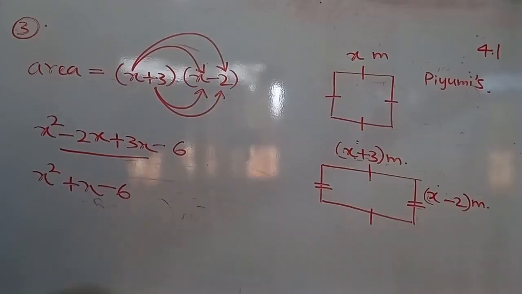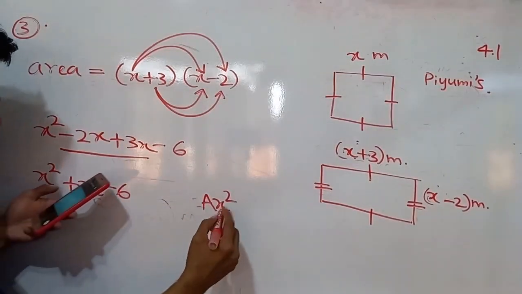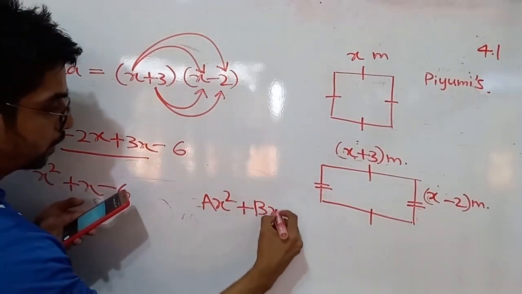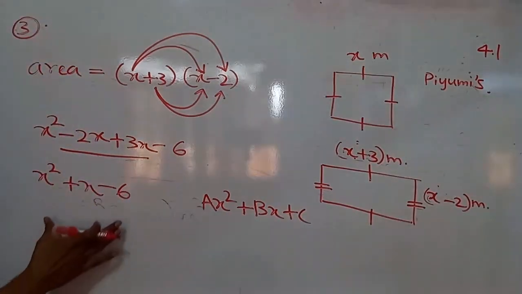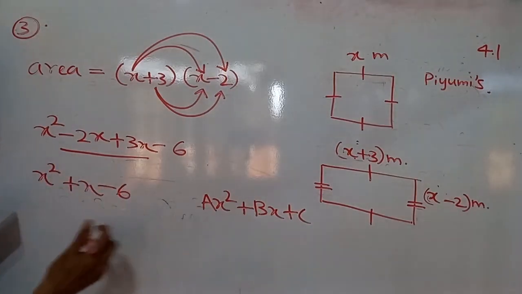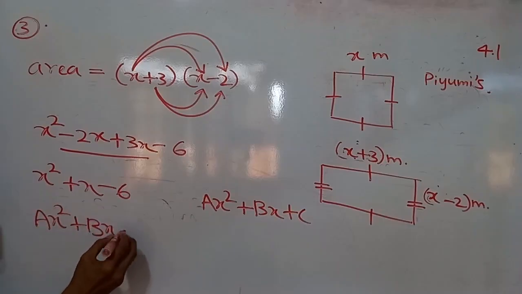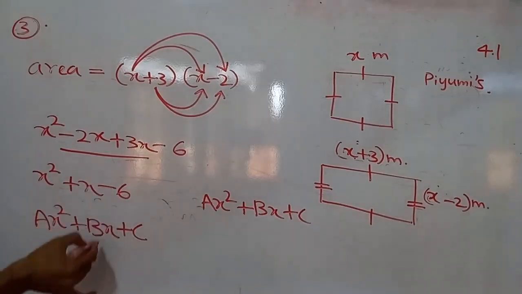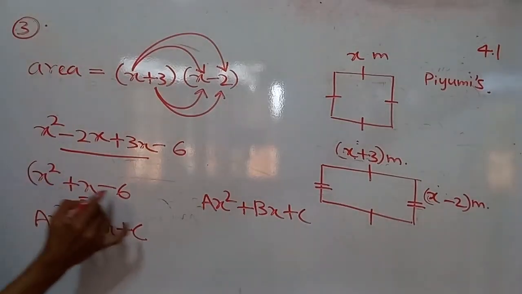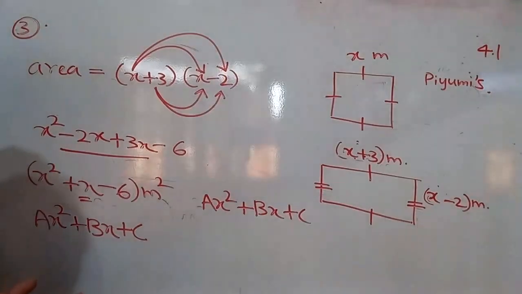We have been asked to arrange this into the form ax squared plus bx plus c. So actually this answer is in this form. So this is ax squared, then this is bx plus c. The answer is in square meters. Why? The dimensions are given to us in meters. Exercise 4.1, question number 4.